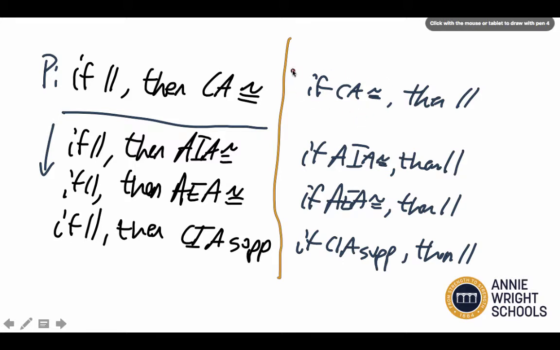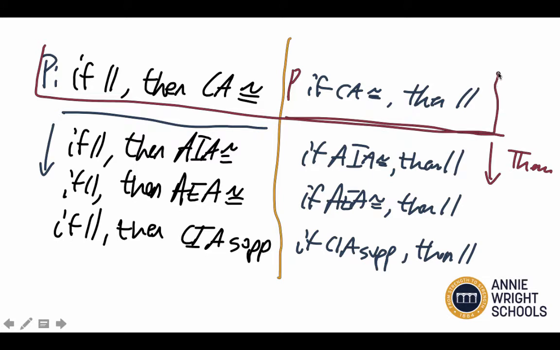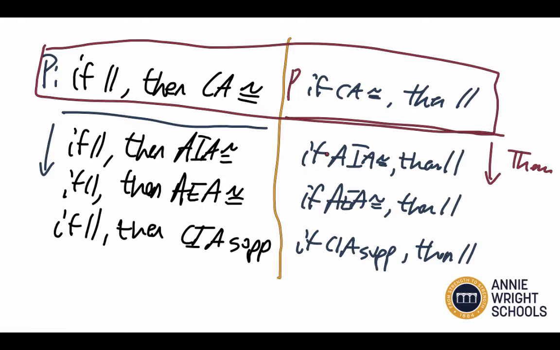We have a postulate that says if CA congruent, then parallel. The rest are theorems that, you guessed it, are proven with this postulate. So without these two postulates, none of the relationships about parallel lines that we know and love and hold true in our Euclidean universe are true. So they are built on this idea of something we cannot prove.